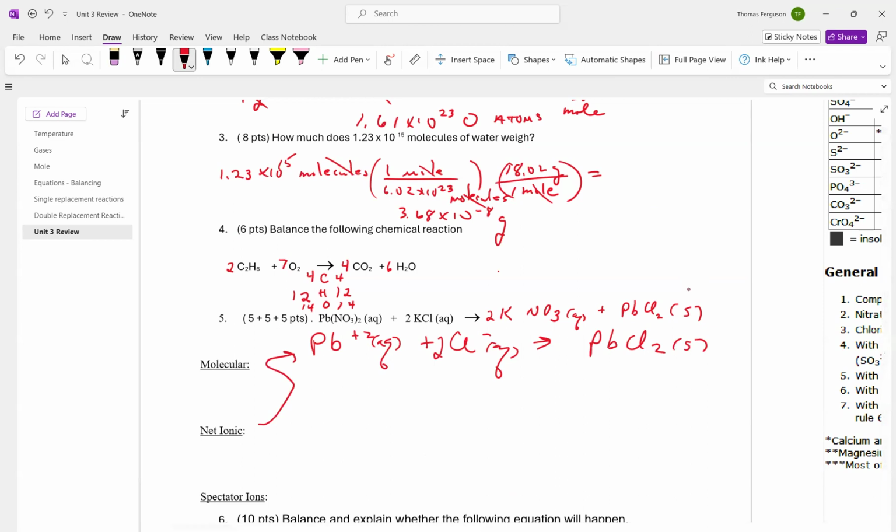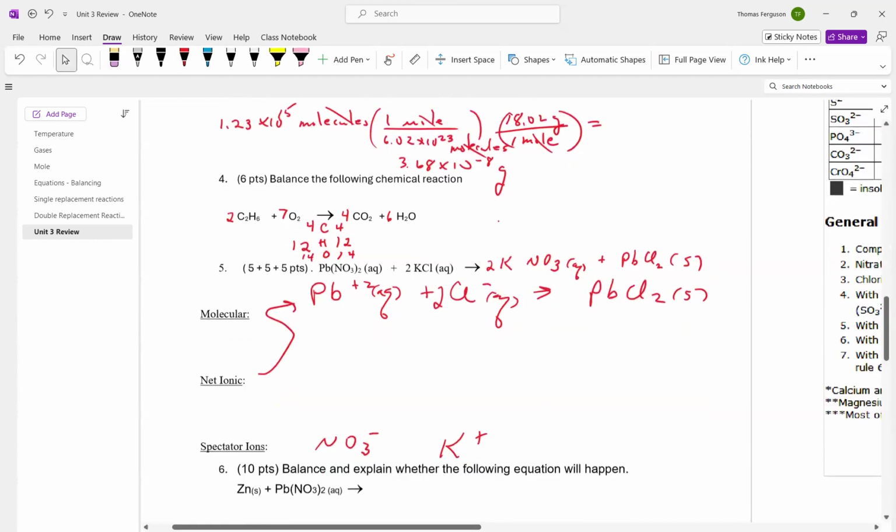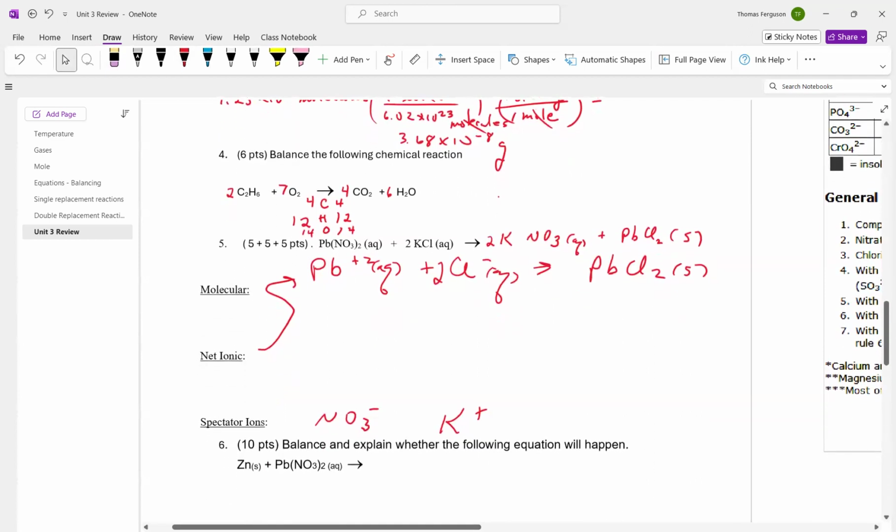And what are the spectator ions? Okay, there's nitrate and potassium. Those do nothing. They just are carried along for the ride. Now your test tomorrow is going to look very, very similar to this. Same length, same problem sets. Okay, are there any questions about how I got any of that?